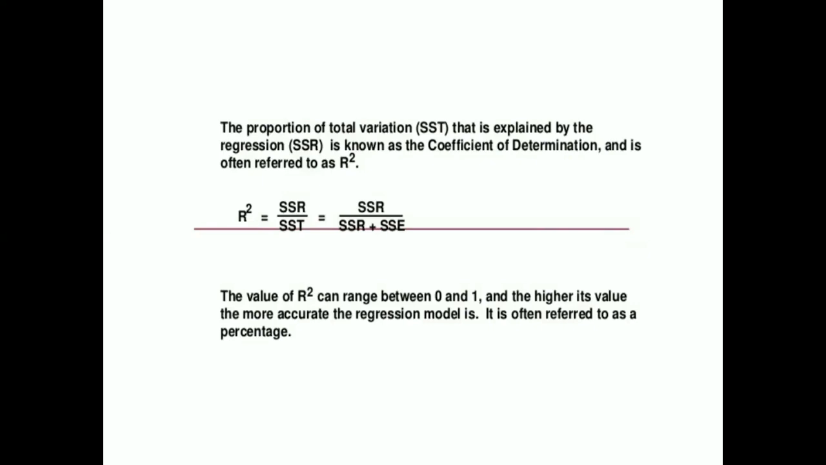So the value of R square can range between 0 to 1. The higher the value, the more accurate the regression model. It is often referred to as a percentage. Okay, if the value of R square is near to 1, that is 0.98, then the regression model is accurate.